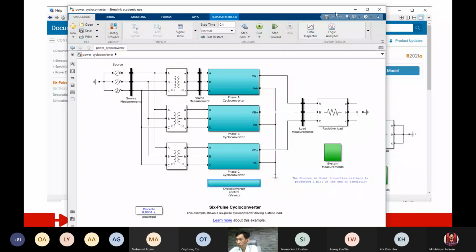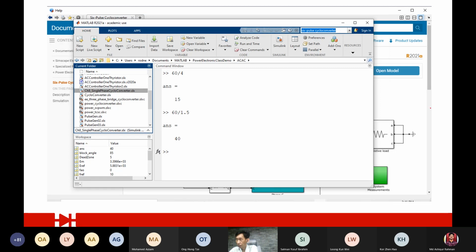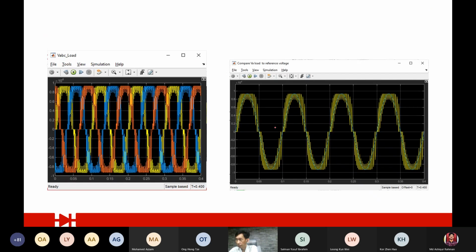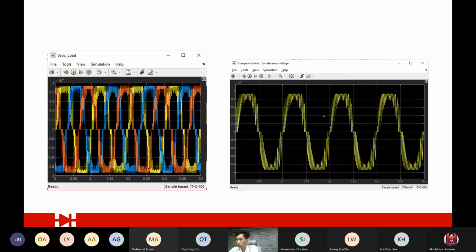Okay, so that will show you how the example works. This one, I don't need to upload, because it's already inside MATLAB as an example. Yeah, this is the output on the scope. Oh, I think there's another scope that will show all three phases output. That is connected to the load. You see, the load they put is just a resistive load, for example. Of course, in real applications, it is usually used to drive a motor.